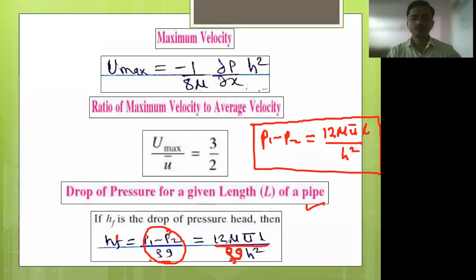HF is equal to 12 mu u bar L divided by rho g h square. First write down this formula and then this. HF is equal to 12 mu u bar L divided by rho g h square.